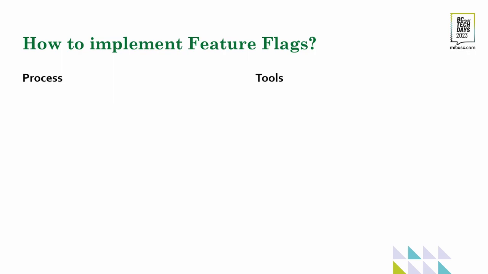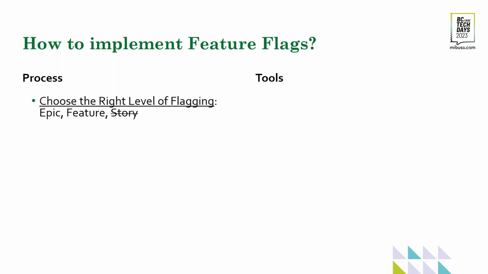From a process perspective, I strongly recommend starting from understanding where and what my features are. We strongly do not recommend having your features on a bug level or a story level. Task is out of scope. So this should be at a high level within your backlog. It's either on an epic side or a feature.